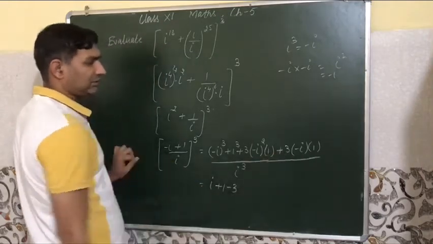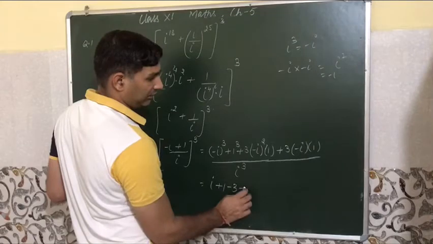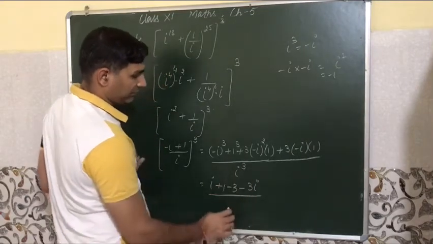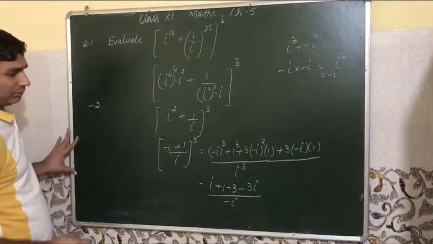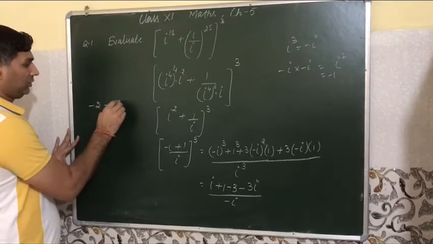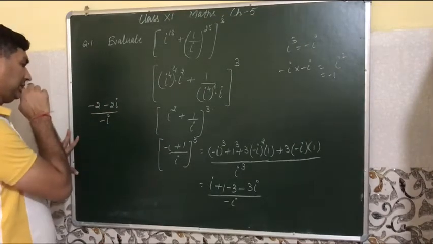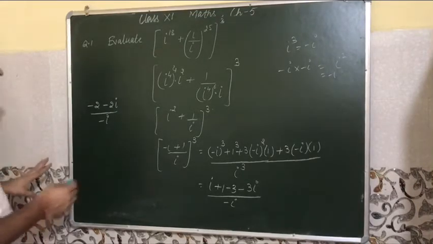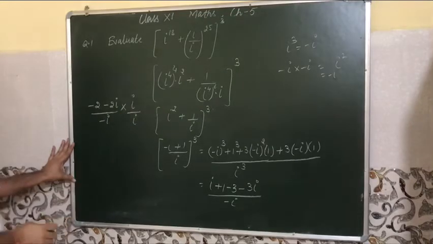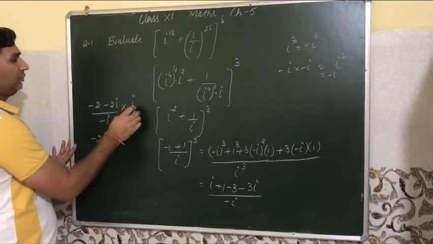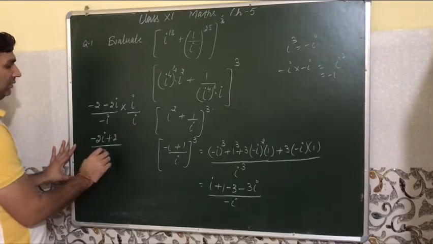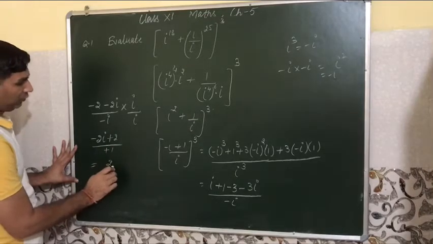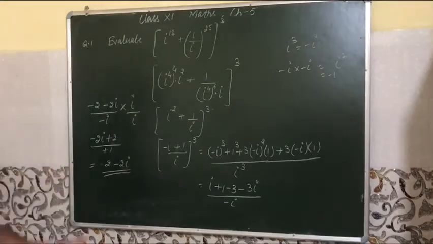Minus 3, and then here also minus 3. Iota cube is minus iota also. And then minus 2, and minus 2 iota upon minus iota. So we rationalize: changing the imaginary sign, multiply by iota upon iota. Then minus 2 iota, and iota into iota square is minus 1, so this value is plus 2, and this iota square is minus 1, so plus 1 results, and the answer is 2 minus 2 iota. Next question of the miscellaneous exercise.